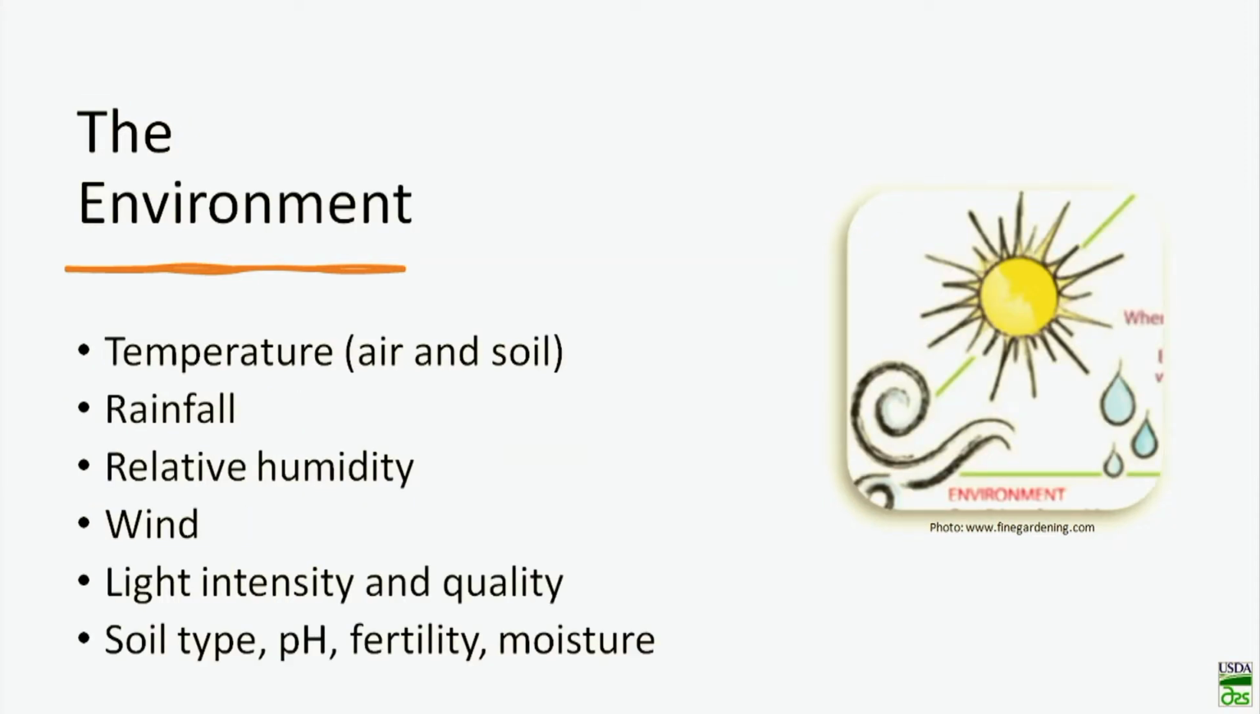Okay, then the third part is the environment. It seems pretty simple, but there's a lot of parts to the environment, being the air and soil temperature, the amount of rainfall, the percent relative humidity, even the light can affect spore viability. So there's a lot going on with the environment.